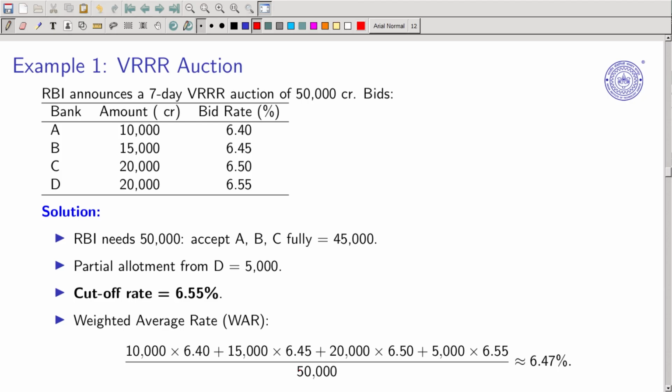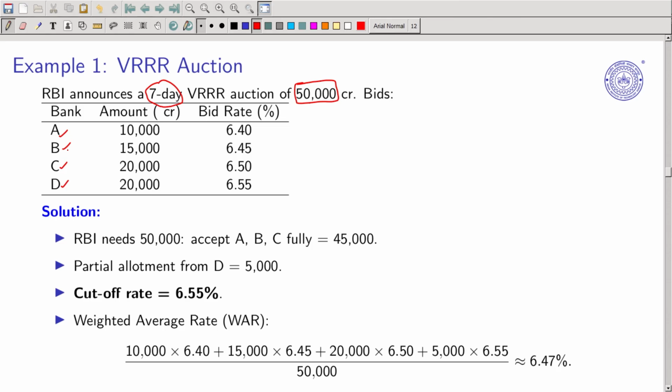Here we are going to talk about the variable reverse repo rate auction. The plan is that RBI is auctioning a 7-day VRRR, and the auction amount is 50,000. This has to be noted. Now, you can see there are 4 banks participating. For example, A you can say Axis Bank, B Bank of Baroda, C ICICI or Central Bank of India, and D IDBI. So 4 banks are bidding.